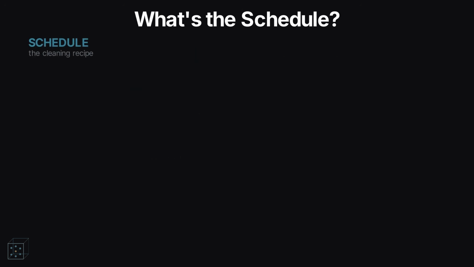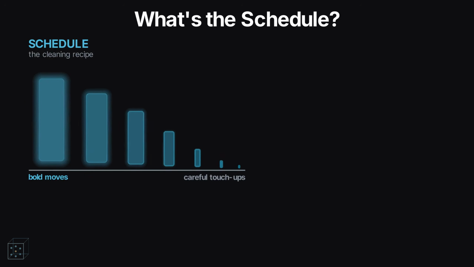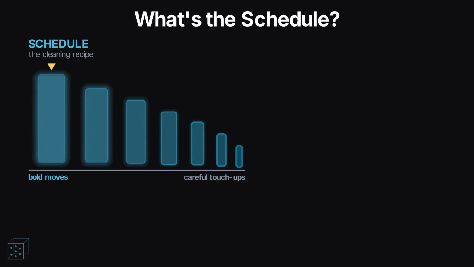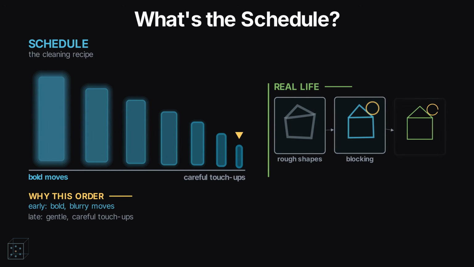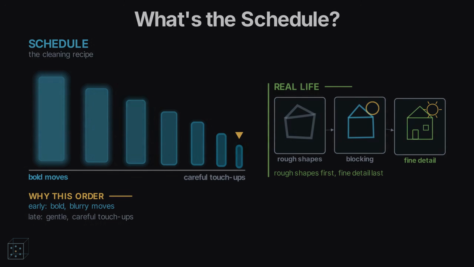How much to wipe away at each step is set by the schedule, the recipe for how fast to clean. Early steps make bold, blurry moves. Late steps make gentle, careful touch-ups. Real example, like sketching, you rough in big shapes first, then refine the fine details last, never the other way around.